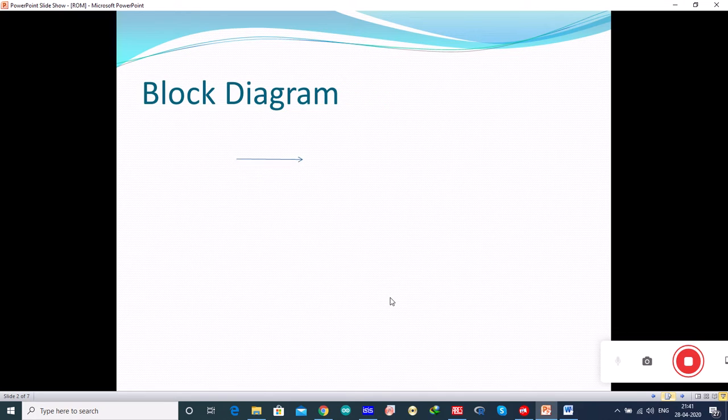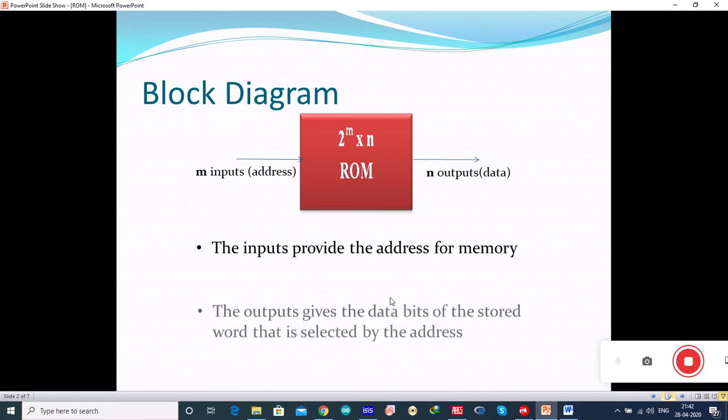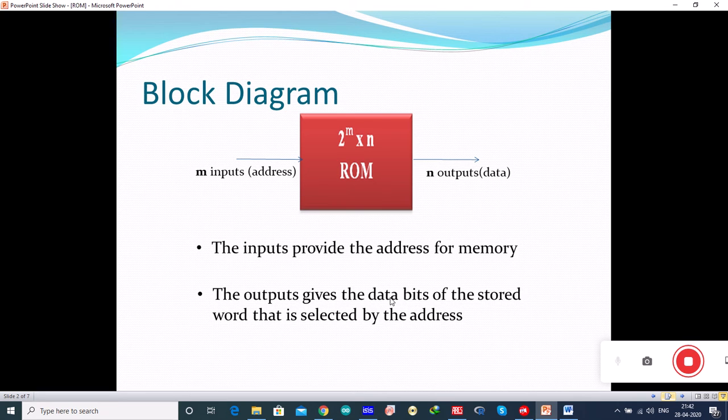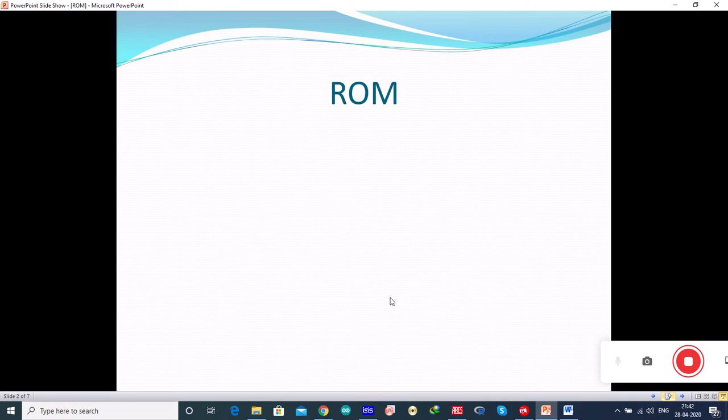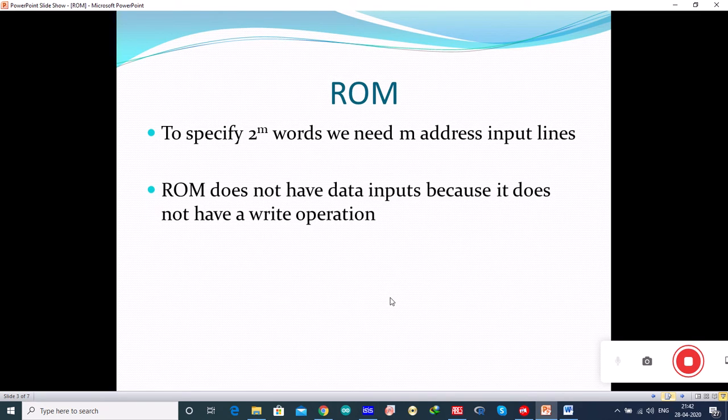This is a general block diagram of a 2^m by n ROM, which has m input lines, that is address lines, and n outputs, data lines. The input provides the address for the memory and the output gives the data bits of the stored word that is selected by the address. To specify 2^m words, we need m address input lines. Note that ROM doesn't have data inputs because it does not have a write operation. We cannot write anything, so the inputs are just the address lines.